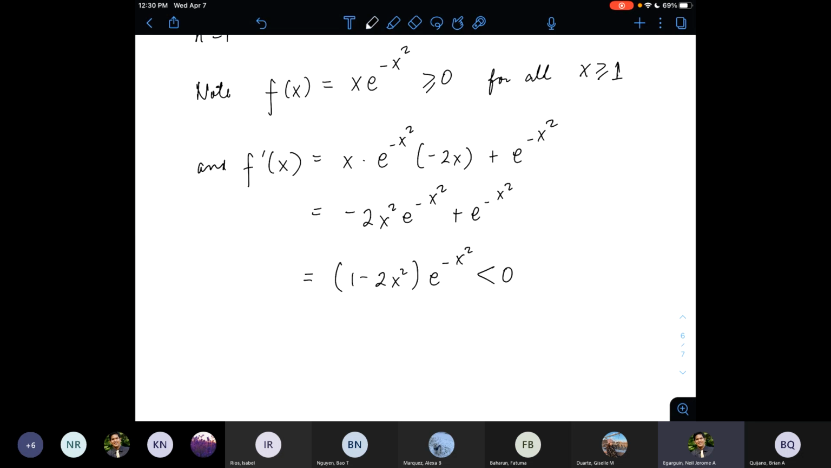So the derivative is always less than 0. And remember, when the derivative is always less than 0, then it is decreasing, right? So f is decreasing. And you can see now why I hate the integral test. Because before I can get to the actual test, which is hard in itself, I need to take care of these two preliminaries.